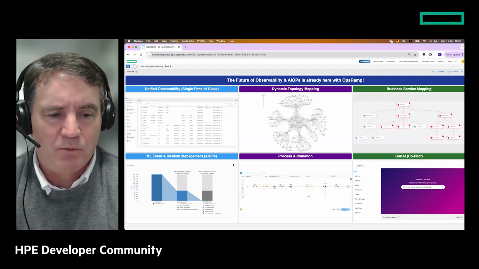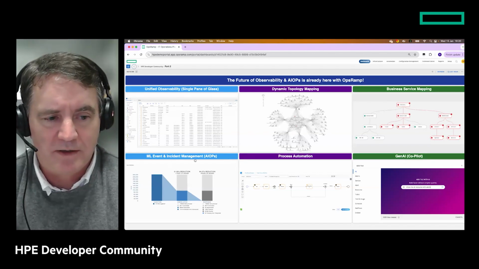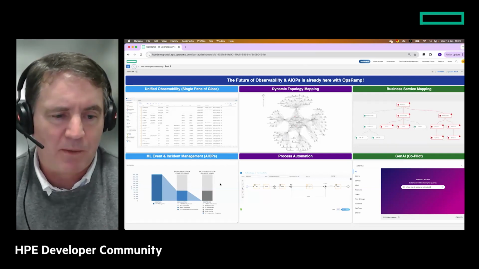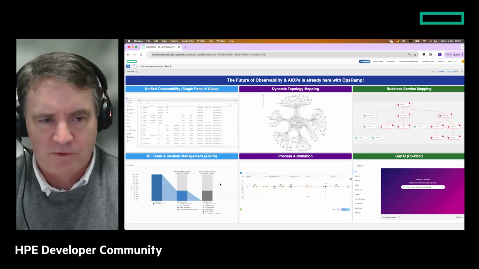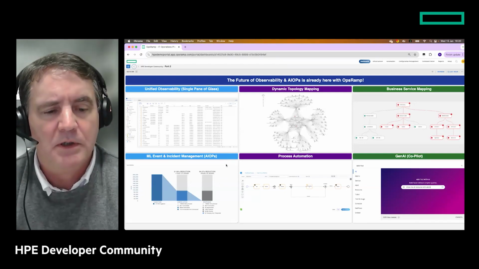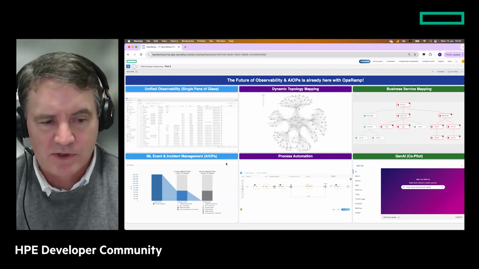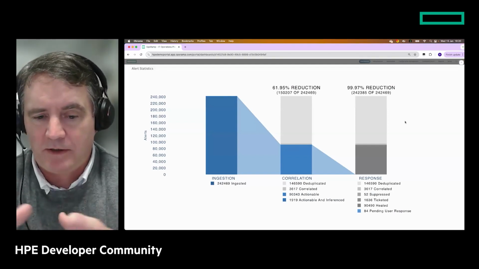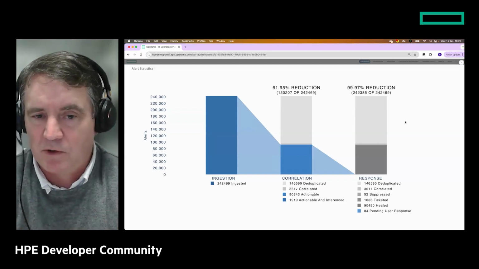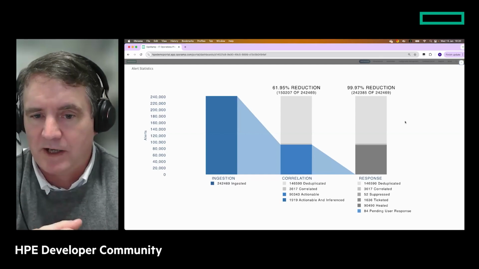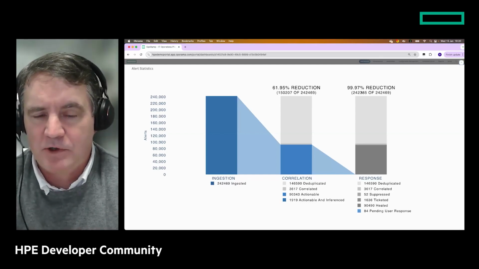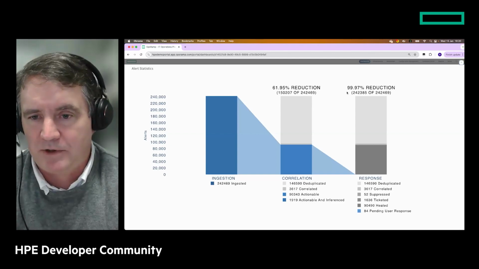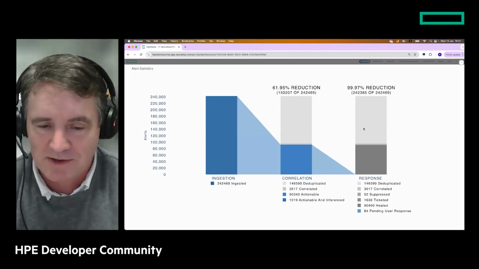Now, AIOps, we tend to focus on what we call event and incident management, but that's not just what it's for. AIOps is about applying AI machine learning to any type of operation that customers perform. But we tend to see the best results in the event and incident management area. To give you an example of what is perceived to be something that is difficult to obtain, but we've had this solution now for several years: being able to reduce noise in the environment by up to 99.97%, as you can see here.